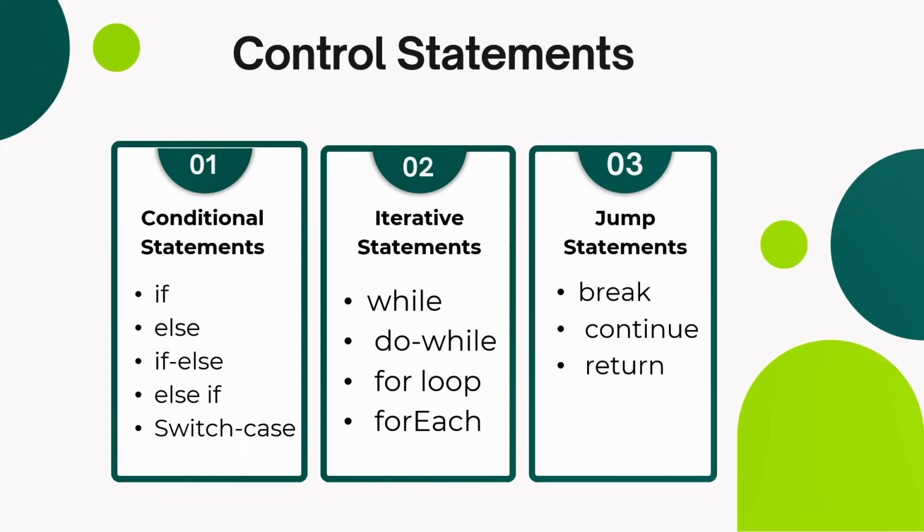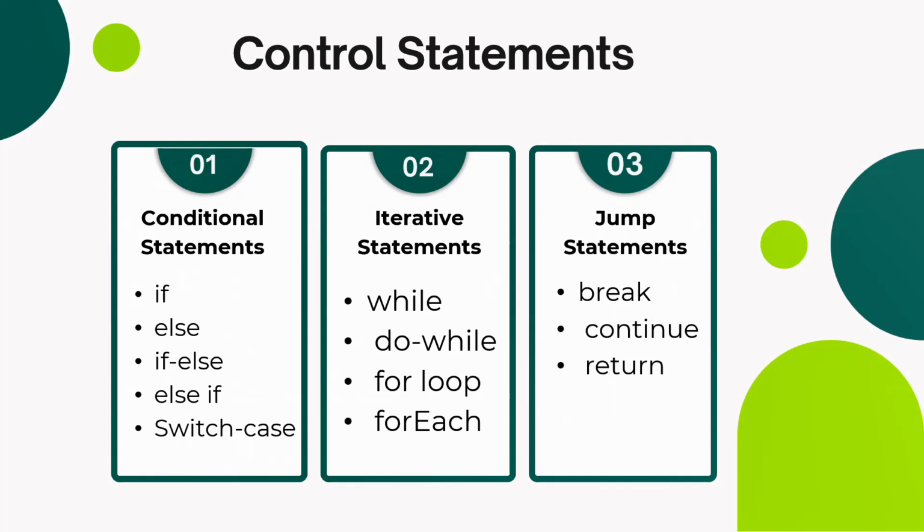Next topic, control statements. Control statements play a major role in Java. Here we can see three types of statements: conditional statements, iterative statements, and jump statements. In conditional statements, we can see if, when to go for if, when to use else, when to use if else, and when to use else if, and we will discuss the working of switch case.